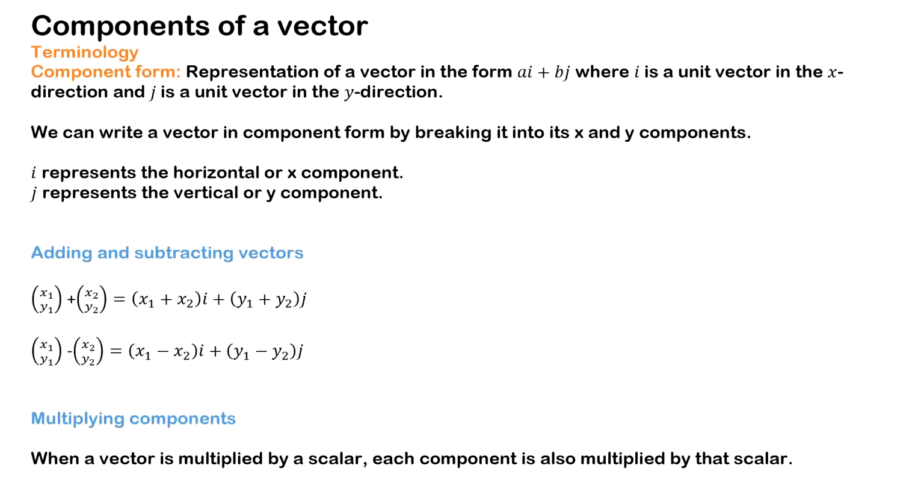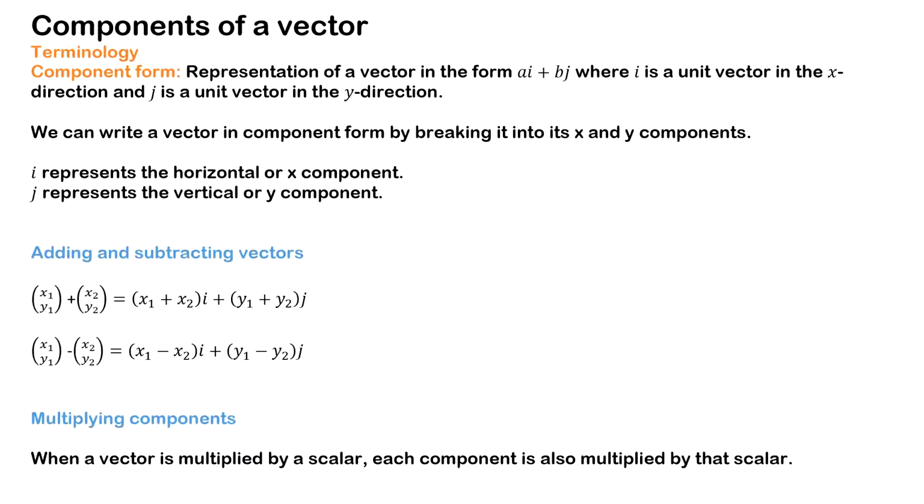In this video, we will be looking at the components of a vector. So the component form is a representation of a vector in the form aI plus bJ, where I is a unit vector in the x direction and J is a unit vector in the y direction. We can write a vector in component form by breaking it into its x and y components. I represents the horizontal or x component, J represents the vertical or y component.